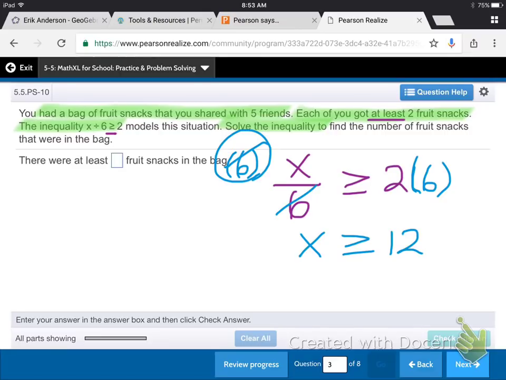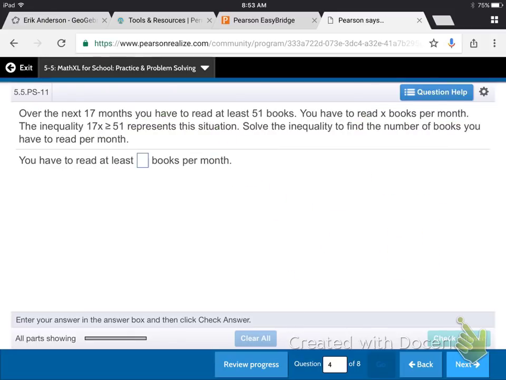Okay? There's 6 people, and each of you got at least 2 fruit snacks. That means there had to be at least 12 of them in there. And that's what the inequality solution shows you. Moving on, boys and girls, you're doing a great job.